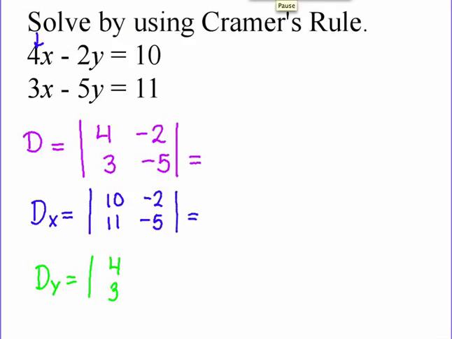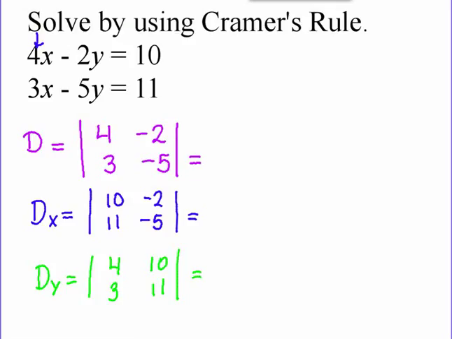Okay, so now, what do you think you're going to put in the y column? 10 and 11, there you go. So this is the thing: whatever you're finding the determinant of, if you're finding dx or dy, you're going to replace that column with what's on the right of the equal sign. And now all I need to do is find those determinants.